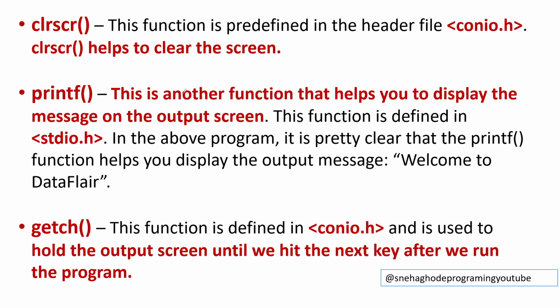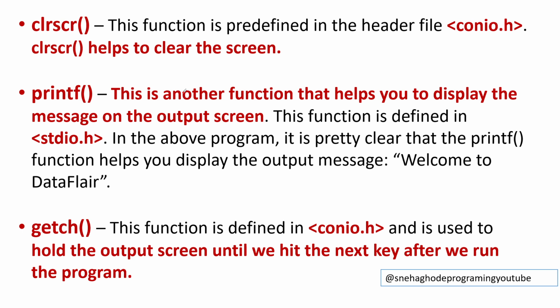If you are not using getch, it will just blink and go. You are not able to read what your output is. So to hold the screen, we use getch. If you use the application Turbo C and do not use getch, your output screen will just blink and go. It will not be held. You can try this in the Turbo C application.